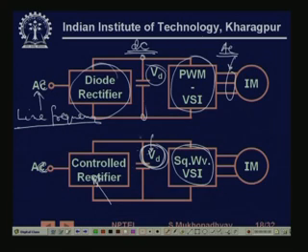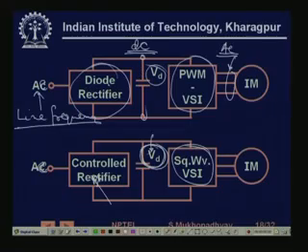So now we have these two possible arrangements. To be able to create this variable voltage, variable frequency AC power source, which will feed the stator of the machine for good speed control, we can either have an uncontrolled DC source with a PWM VSI, or we can have a controlled DC source with a square wave VSI. So we are going to look at these two options.